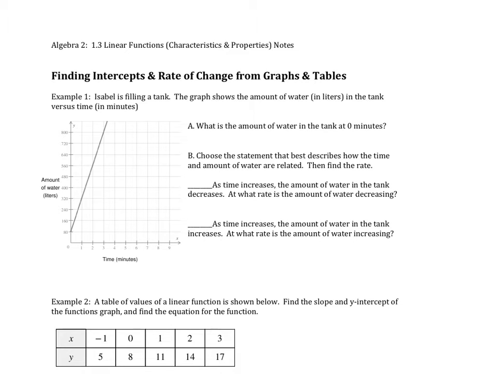Hey guys, so this is the Algebra 2 1.3 notes on linear functions, characteristics, and properties. The first topic that we're going to talk about is finding intercepts and rate of change from graphs and tables.